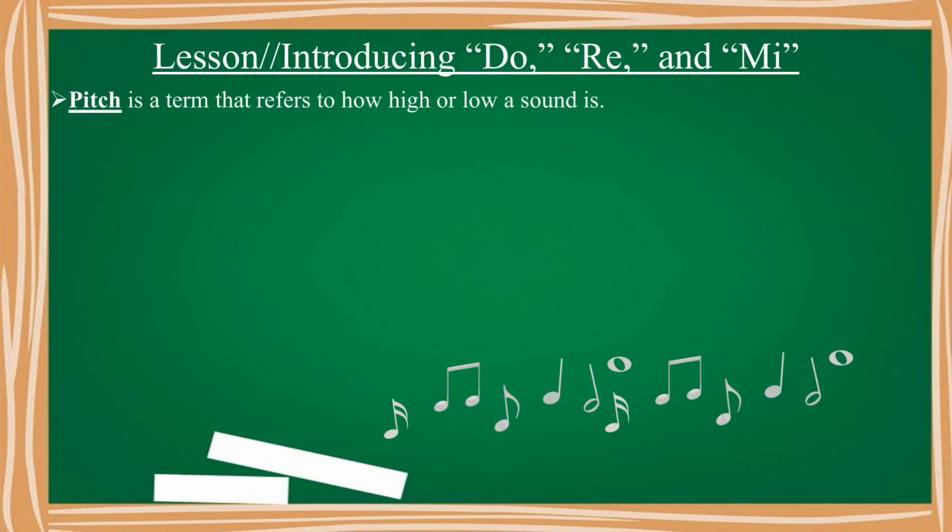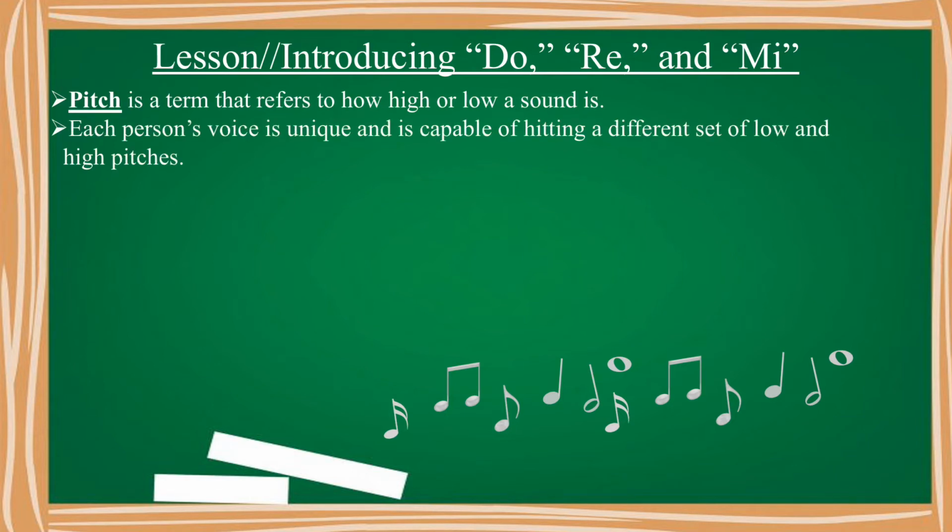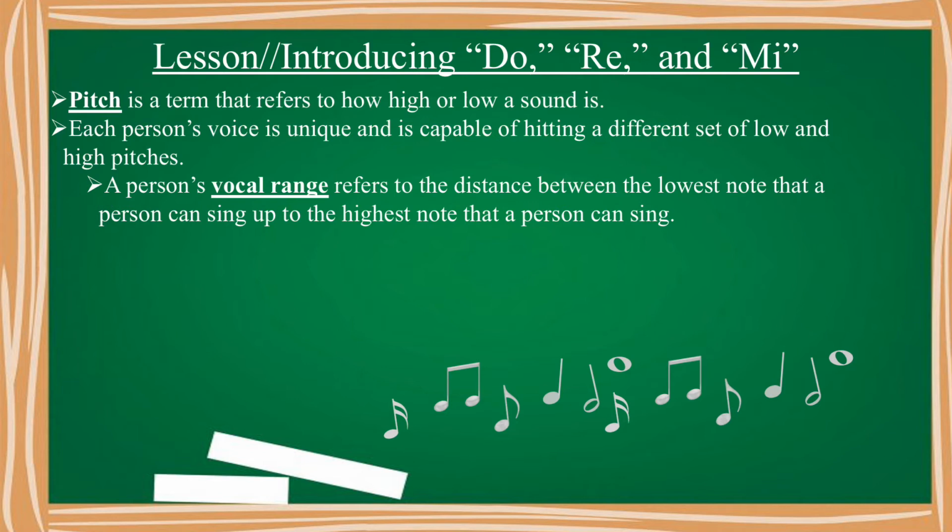Now, pitch is what we use in sight singing. It's a term that refers to how high or low a sound is. Each person's voice is unique and capable of hitting a different set of low and high pitches. A person's vocal range refers to the distance between the lowest note and the highest note that person can sing.